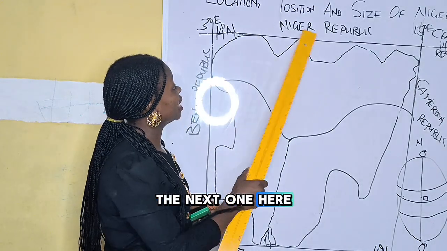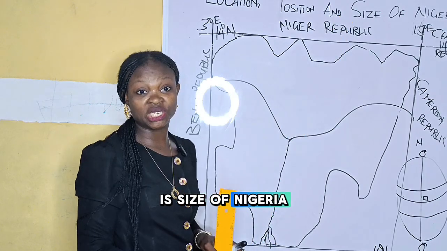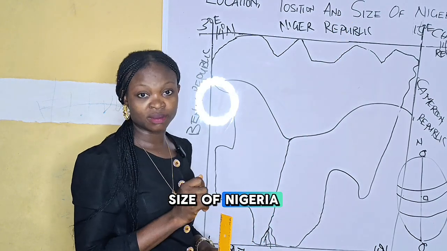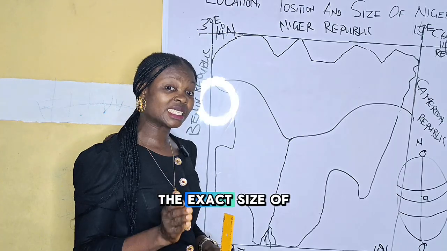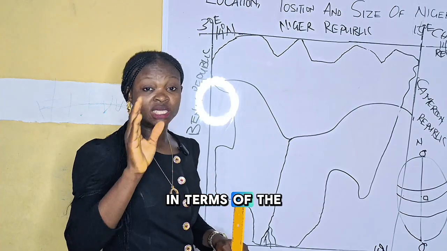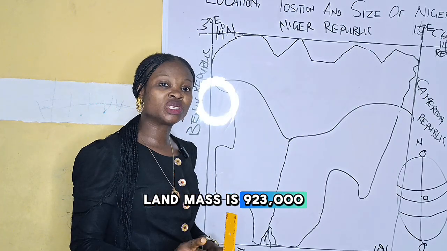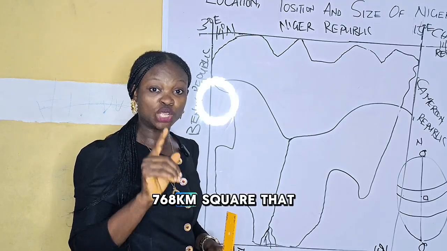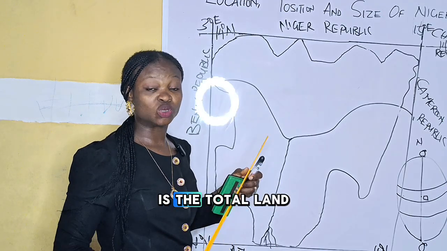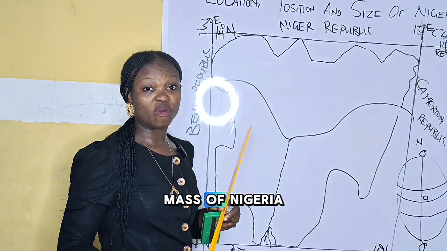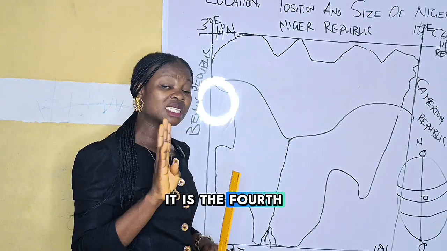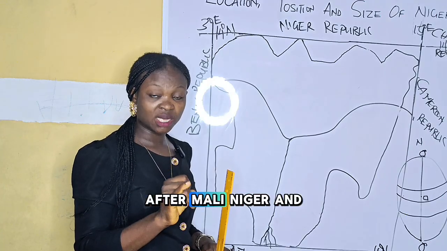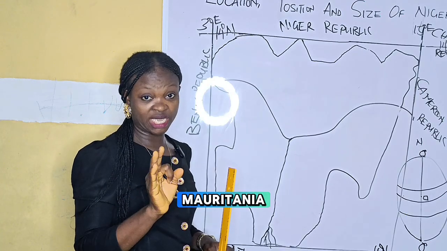The next one here is size of Nigeria. What is the exact size of Nigeria? The exact size of Nigeria in terms of the land mass is 923,768 kilometers square. That is the total land mass of Nigeria. It is the fourth largest country in West Africa after Mali, Niger, and Mauritania.